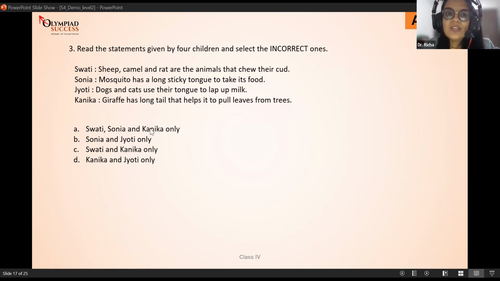Mosquitoes don't have any tongue, sweetheart. Mosquitoes are suckers. They suck blood. They don't lap up. They don't use their tongue. That's the job of a frog, to take out the sticky tongue to take its food, like a lizard or a frog. It's not the job of a mosquito. Have you seen a mosquito's tongue ever?